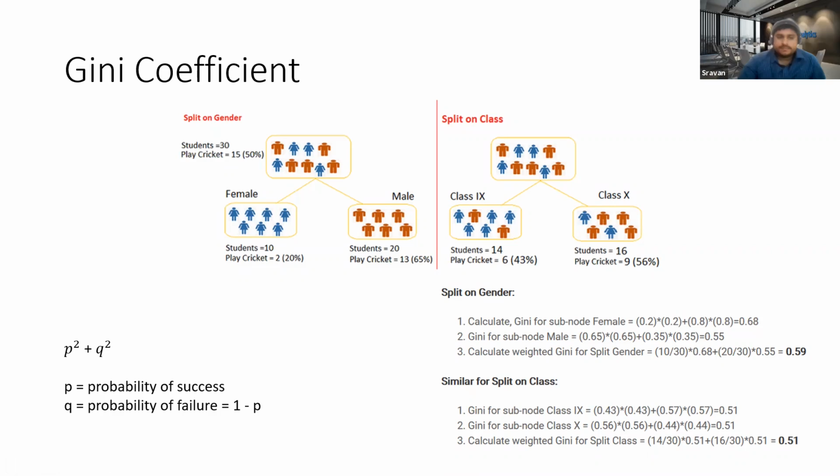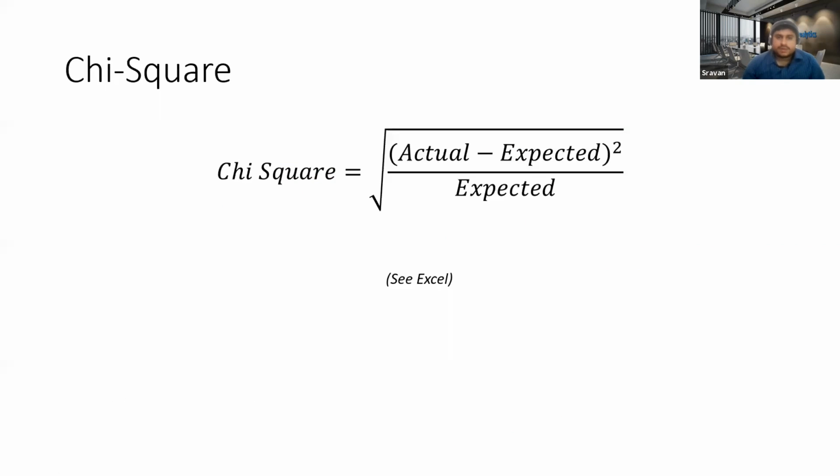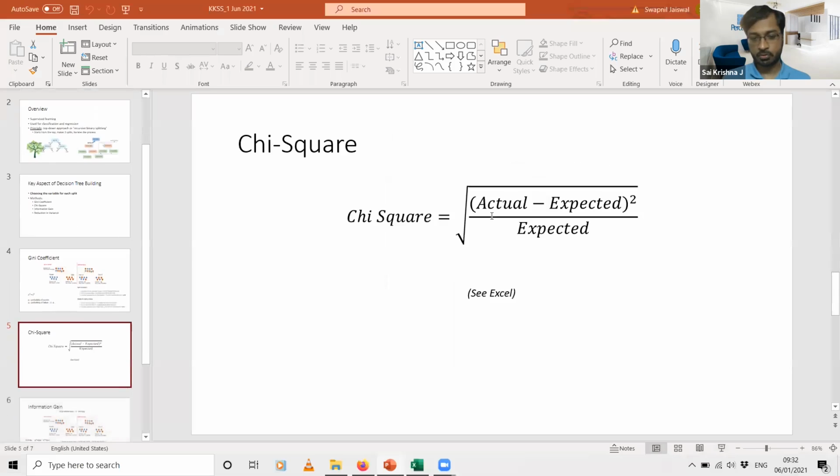Okay, let me move on to the next one. So the next technique to determine the right variable for the splitting is what we call the Chi-Square technique. Okay, so for the Chi-Square technique, we use this formula: square root of actual minus expected the whole square divided by expected. I'll just show you what this means.